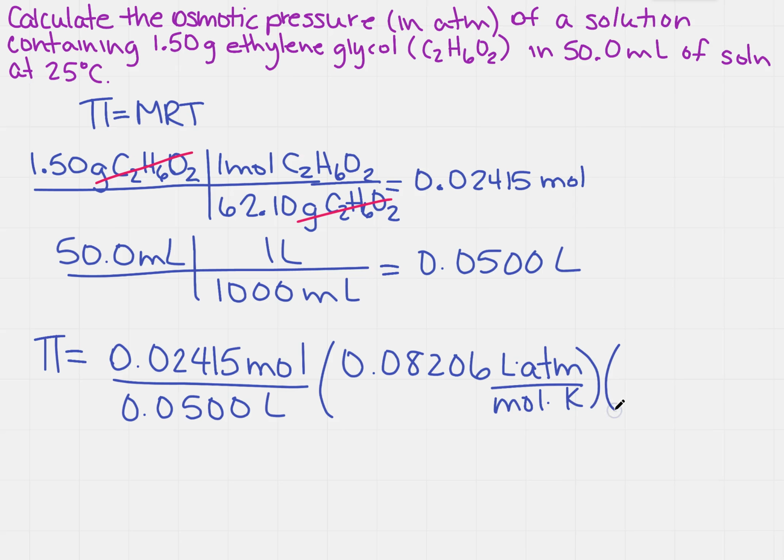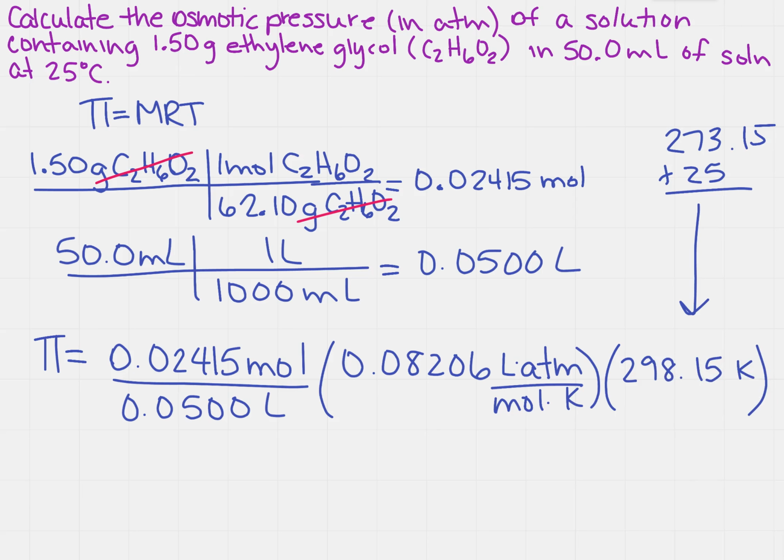Now we said we need the temperature in Kelvin. By this time in Chem 2, you should know that this is room temperature, and so I just add that to 273.15. So just in case you need me to write that down, that's 273.15 plus 25, which will give me this number here, which is 298.15 Kelvin.